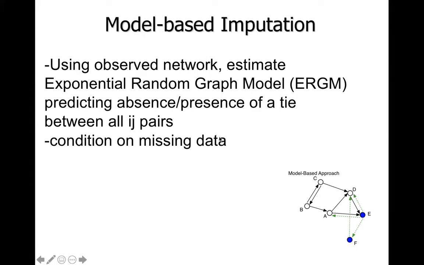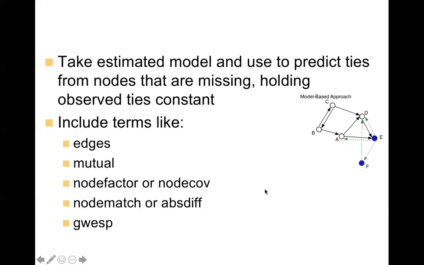And so with the model-based approach, you first estimate an exponential random graph model on the observed network. So you take the observed network, you estimate using a statistical network model, predict the absence or presence of a tie between all ij pairs. Then, let's go down to the next slide. You take this estimated model, which captures the tendencies for ties to form, and then you basically use that to impute where a tie is likely to exist or not, in those cases where you have a missing edge.